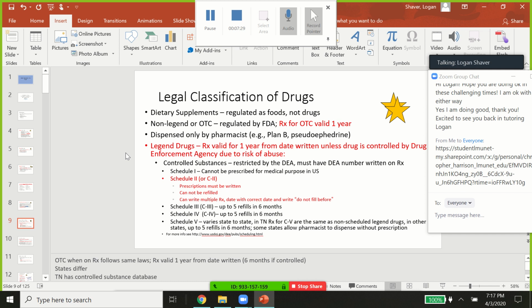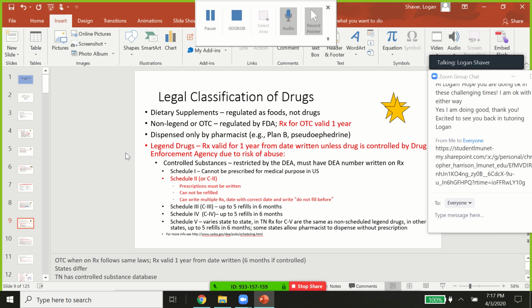Then legend drugs. This is different from the non-legend drugs. It is valid for a year from the date written, unless it's controlled by the DEA due to risk of abuse. Legend drugs would be something like a sartan or losartan, an actual pharmaceutical drug that you typically think of for disease control and not over the counter. Those are also valid for a year, like I just said, unless it's a controlled substance of some sort.